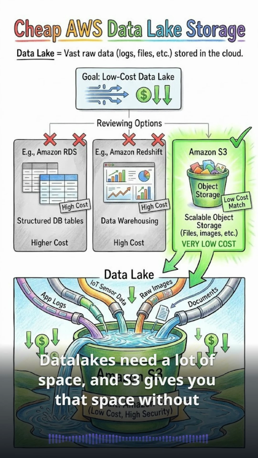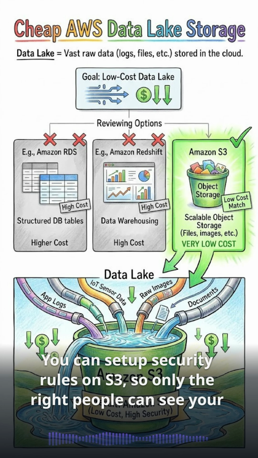Data lakes need a lot of space, and S3 gives you that space without costing too much. You can set up security rules on S3, so only the right people can see your files. To organize data, we use Amazon S3 buckets, which are like big folders for your cloud files. Inside these buckets, you can place objects, which is just another name for the files you upload.